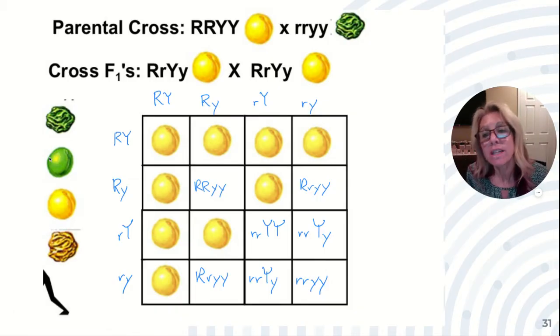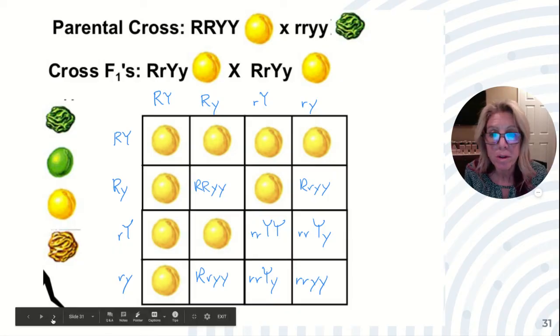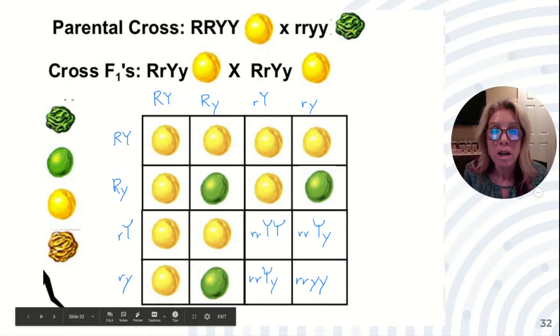So then now let's look at the next one, round and green. This one right here has at least one big R, so that makes it round. The two little y's would make it green. That's the recessive trait. So this would be round and green. Can you see some other ones that would be round and green? I'll let you look. Okay, these 3 would be round and green.